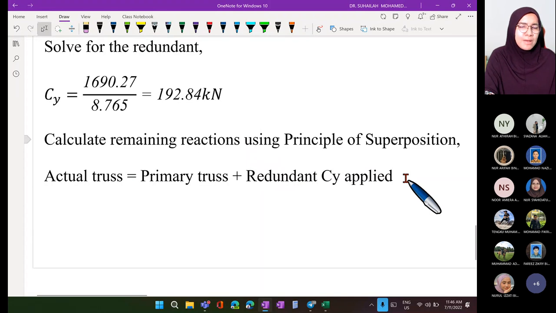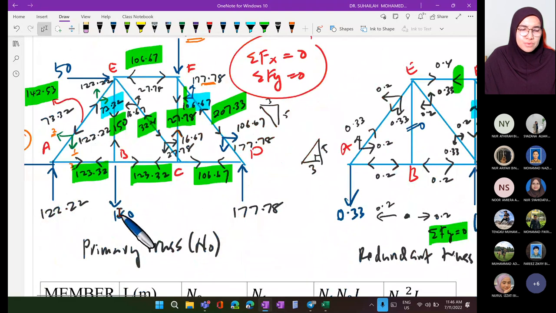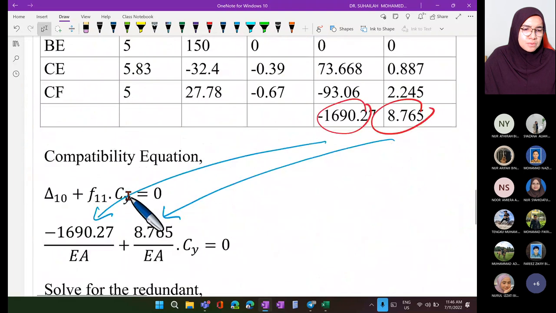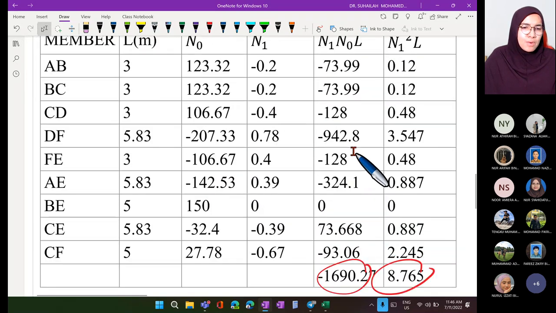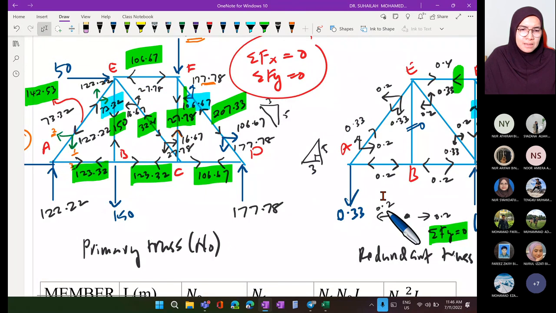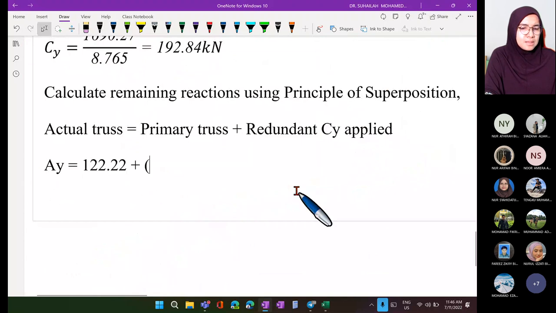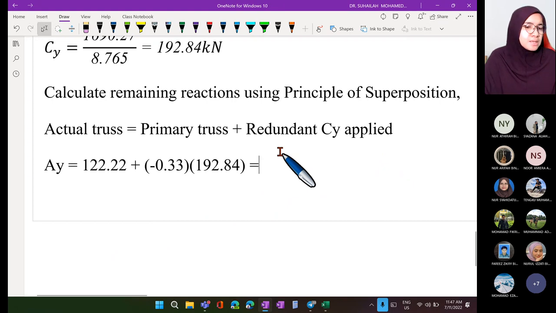Okay, now we want to calculate AY. We want to calculate AY in actual Truss. So what is AY in primary Truss? Just now we calculate 122.22, yeah. Okay, AY is 122.22. We plus with AY in redundant Truss. AY in redundant Truss is -0.33. It is -0.33 times with CY, times with redundant. And redundant is 192.84. Okay, total on your own.